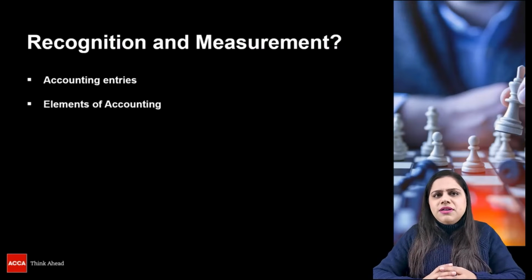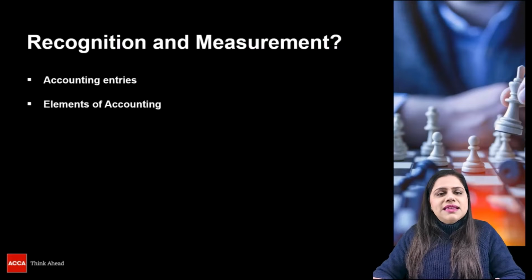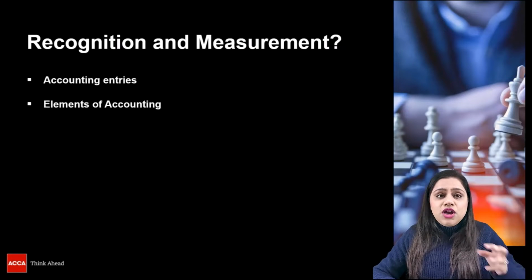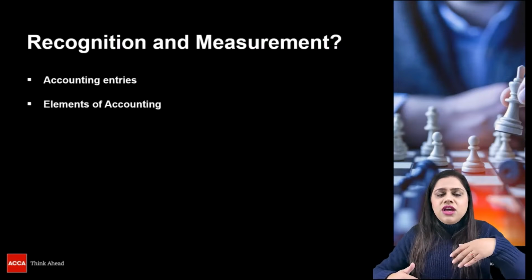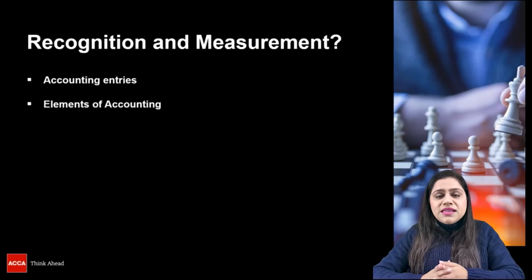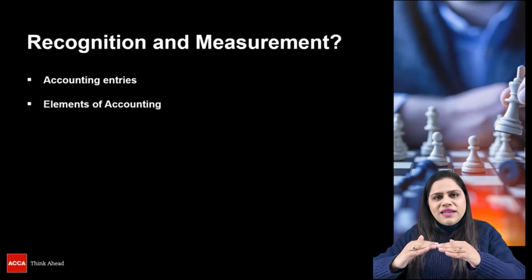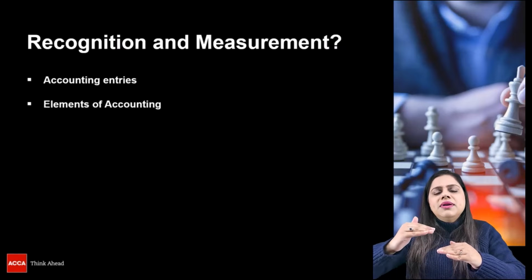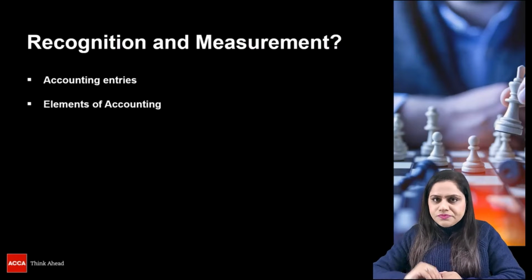And what is going to be debited? One element of accounting. What is going to be credited? One element of accounting. They might be the same. They may both be assets. One may be asset, one may be liability, one may be expense, the other may be asset, one may be expense, the other may be liability. But definitely in the double entry, one element of accounting is going to be debited and one element of accounting is going to be credited.